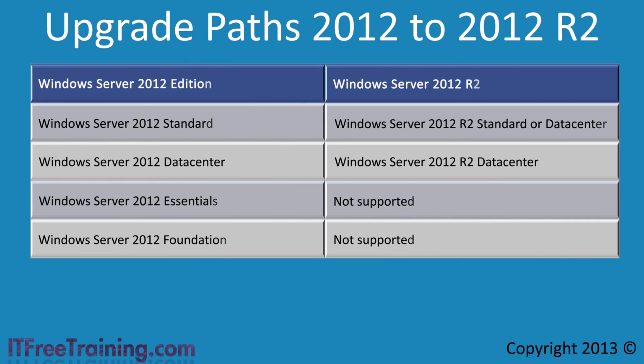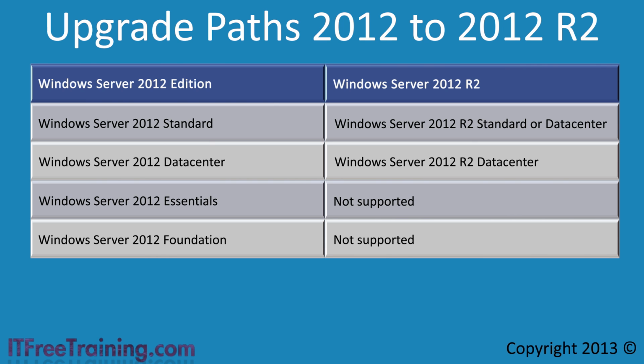If you are already running Windows Server 2012 and want to upgrade to Windows Server 2012 R2, there are only two in-place upgrade paths available. If you are running Windows Server 2012 Standard, you can upgrade to Windows Server 2012 R2 Standard or Data Center. If you are running the Data Center edition of Windows Server 2012, you can perform an in-place upgrade to Windows Server 2012 R2 Data Center.